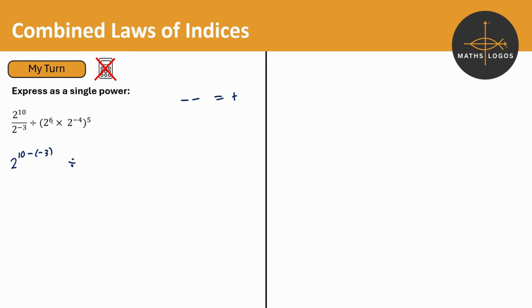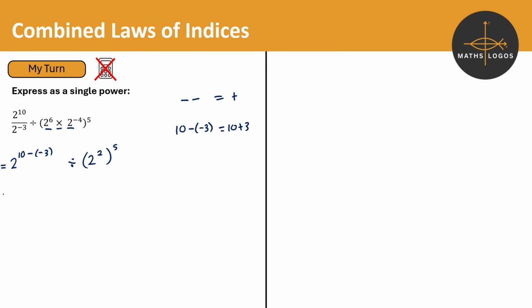Then I'm going to be dividing by, and I'm going to tidy up this bracket here. If I'm multiplying, I need to add my indices together. 6 add negative 4 is the same as 6 subtract 4 to give me 2. And I need to remember to raise that to the power of 5. Okay, off to the side, 10 subtract negative 3 is equivalent to 10 add 3, which is of course 13.